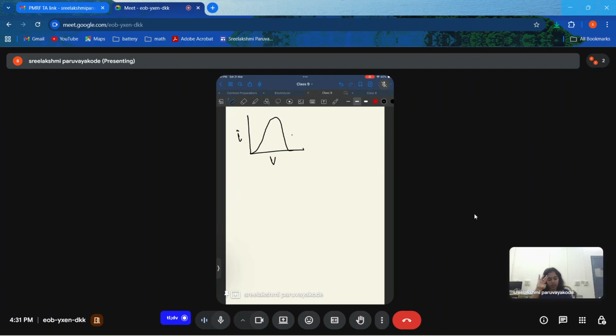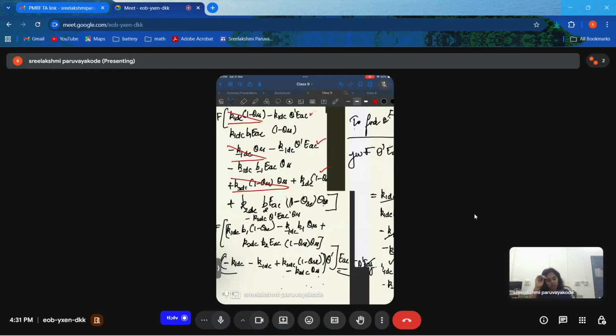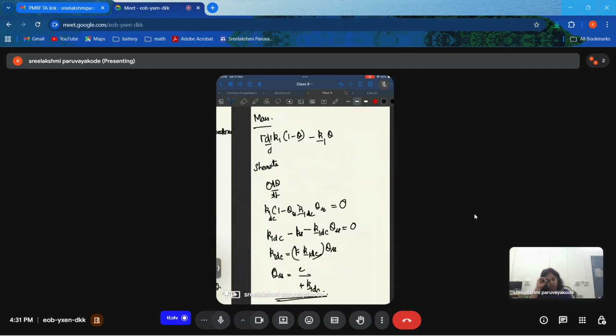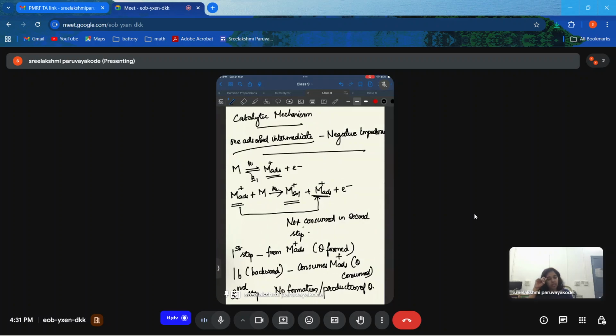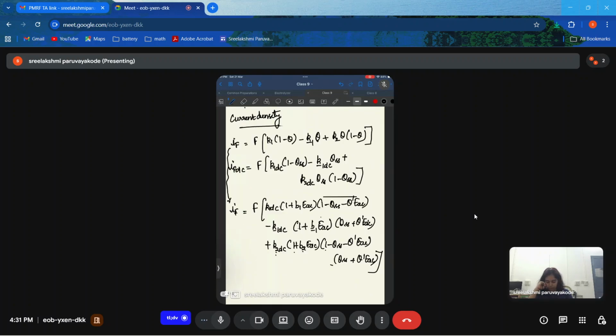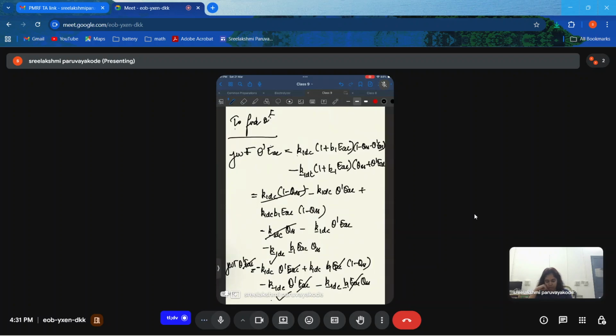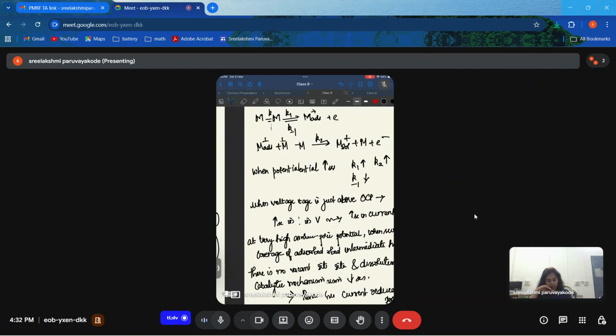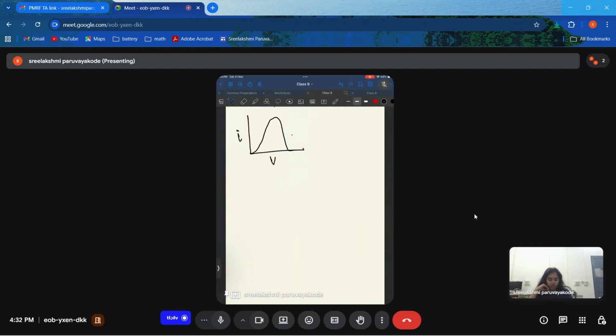Now, this is the behavior, and that's why we are saying it has a catalytic mechanism on that intermediate, it's having a negative impedance. So at lower overpotential, I said it has two behaviors. Lower overpotential, you have current increases with potential. At high overpotential, you'll see current decrease with potential.